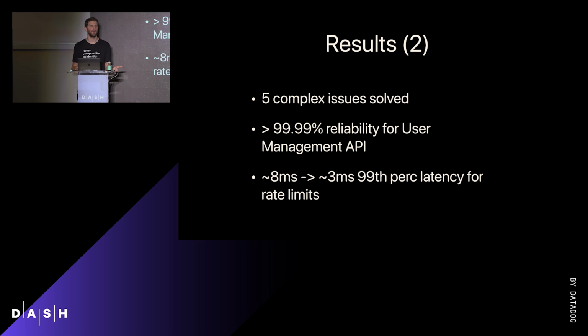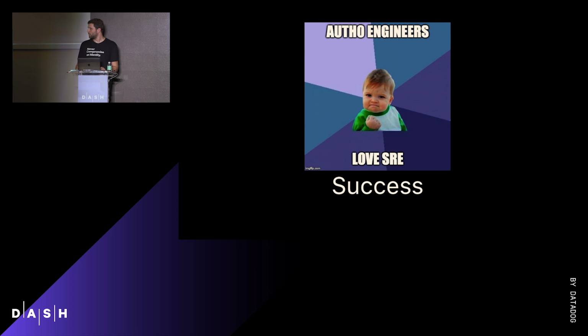We helped bring the reliability of our user management API to over 4 nines, which was important, again, as part of customer experience. And we reduced the rate limiting latency 99th percentile by like 2 or 3 times, depending on who you ask. Overall, we are very happy. We are entering Q3 2019, so first year anniversary, with a lot more things being asked of SRE than what SRE can actually do in a quarter. And that is kind of our definition for success.